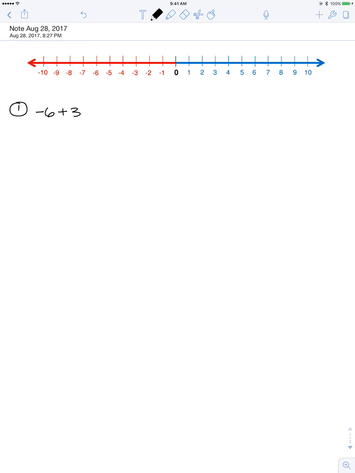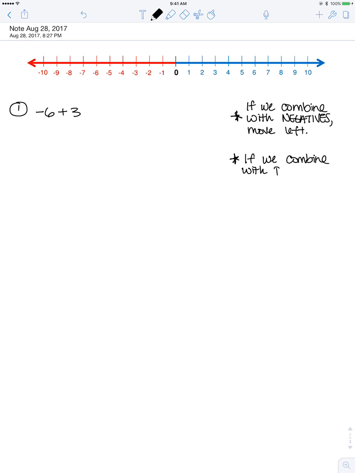If we are combining our value with a negative number, and I'm going to write this on the side, if we combine with negatives, you move left. If we combine with positives, we move right.